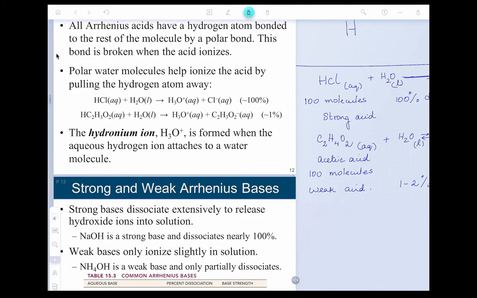So key point here that I've already explained is you have 100% ionization for a strong acid. For a weak acid, you have really less ionization. I really like to write it like this. And we already know what a hydronium ion is. I introduced that right away at the beginning of the lecture.